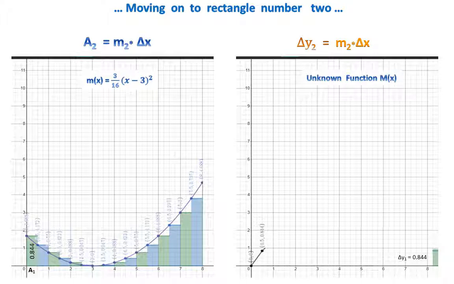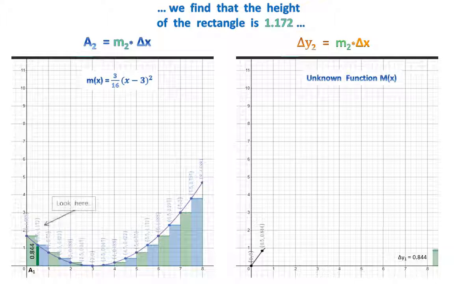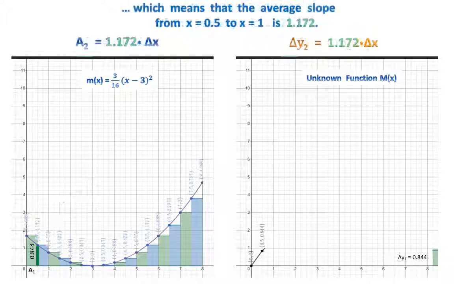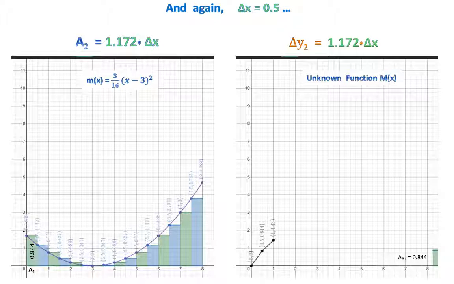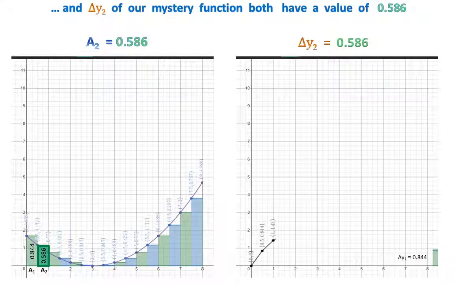Moving on to rectangle number 2, we find that the height of the rectangle is 1.172, which means that the average slope from x equals 0.5 to x equals 1 is 1.172. And again, delta x equals 0.5, which means that the area of the second rectangle and the change in y of our mystery function both have the value of 0.586.